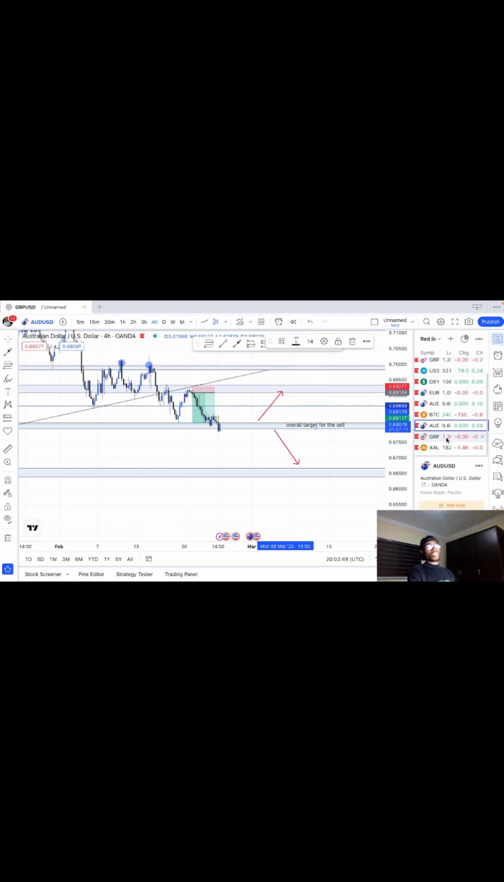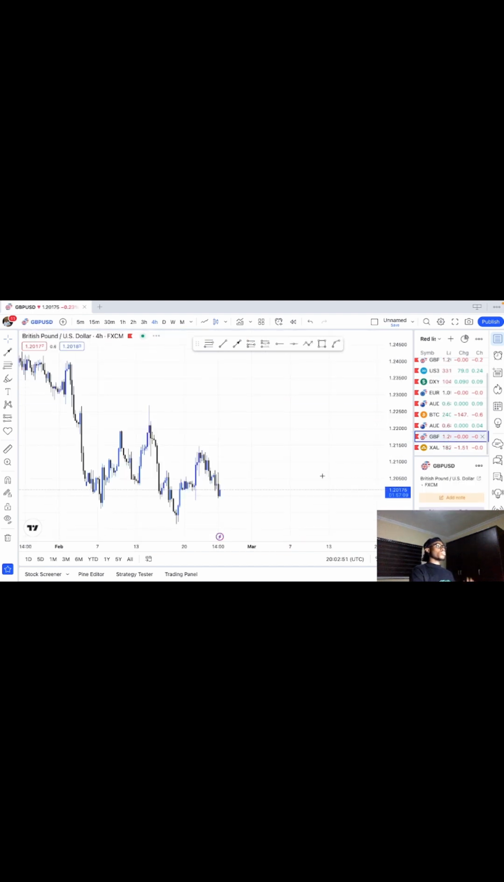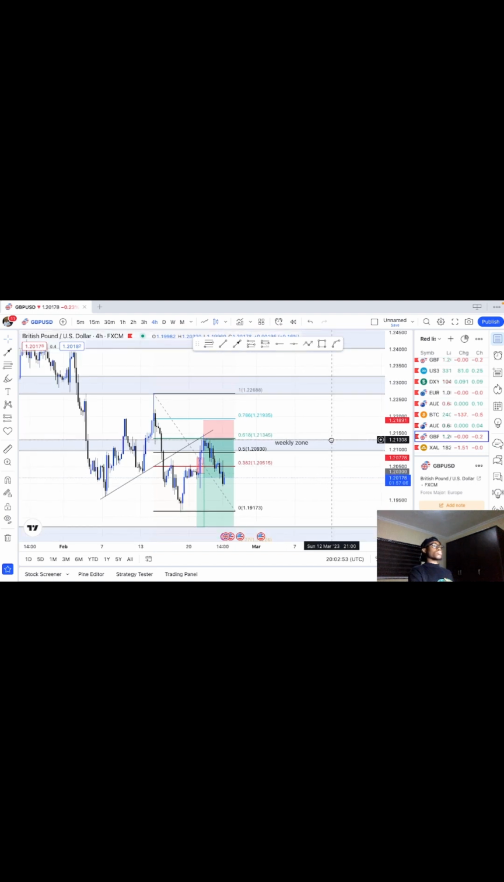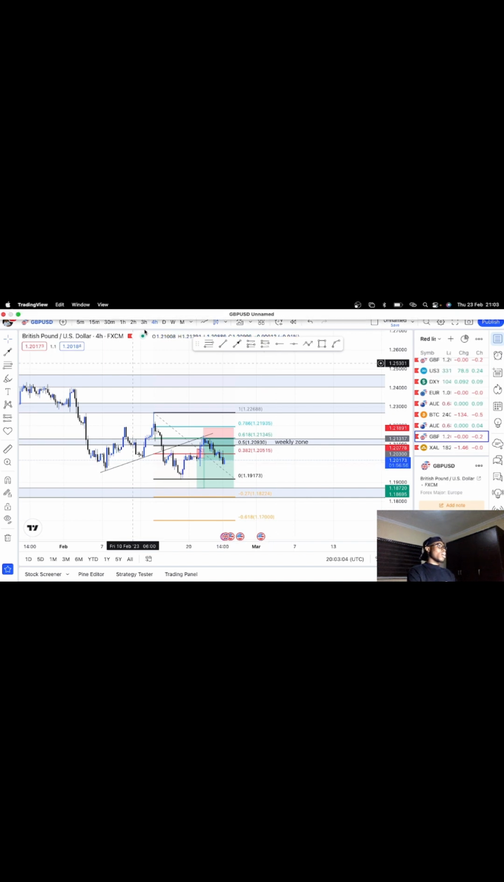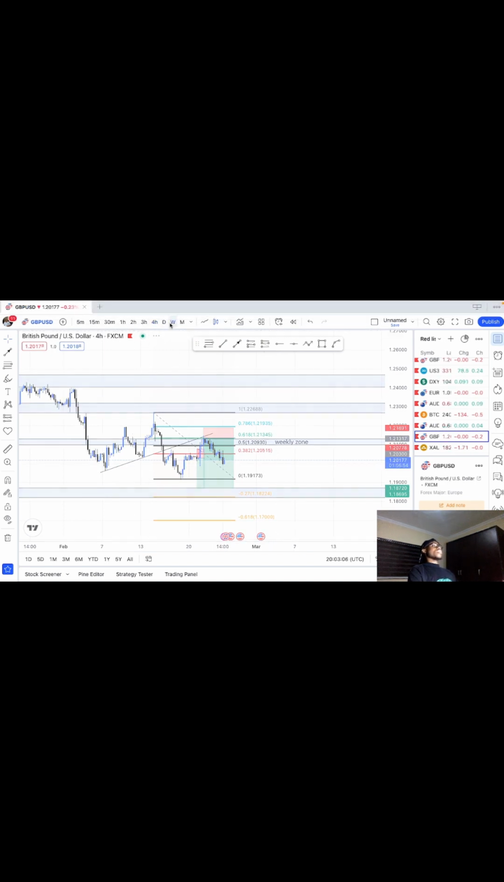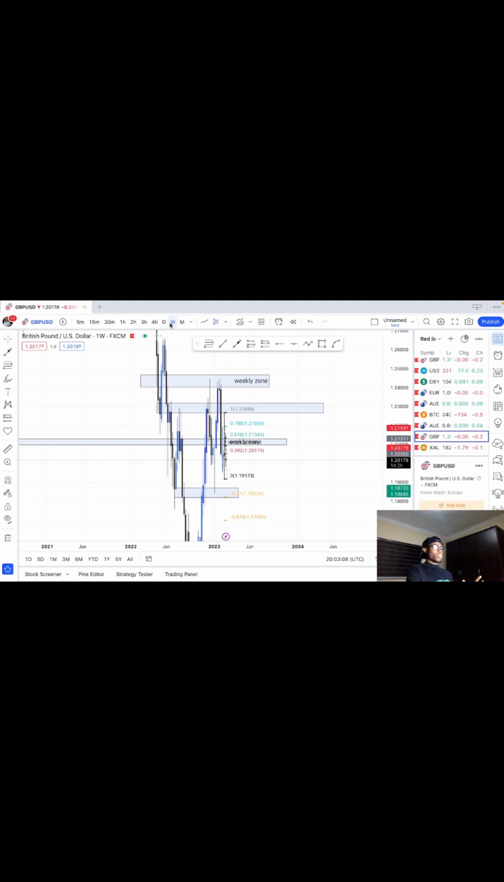So let me go to my GBPUSD chart. I'll show you. So on my GBPUSD chart, you can see I entered this trade with a Fibonacci. You can see with the help of a Fibonacci, I entered this trade. How did I enter this trade? Let me break it down for you.